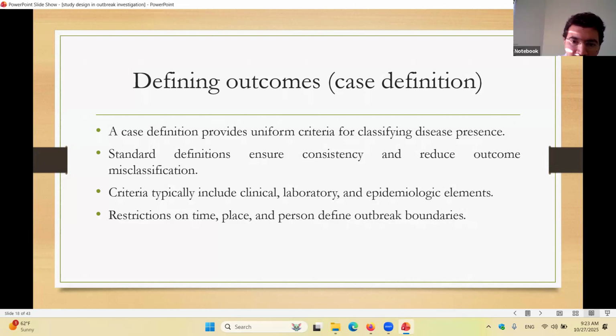When we define a case, when we introduce a case, when we label an individual as a case, we should consider these points. For example, which person at what place and at which time are known as case.